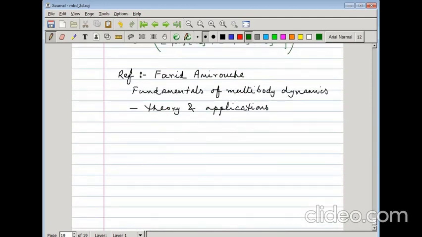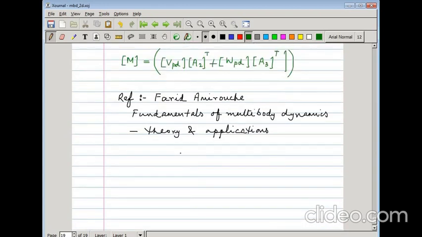And so all these that we have discussed here, the main reference for them is Farid Amirouche's book Fundamentals of Multibody Dynamics: Theory and Applications.